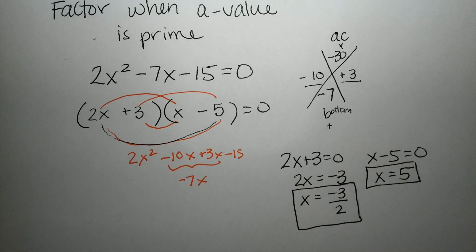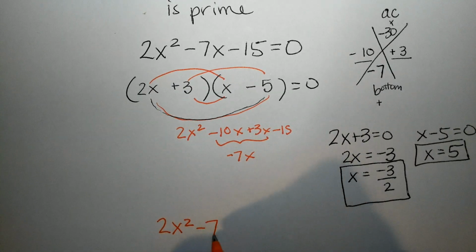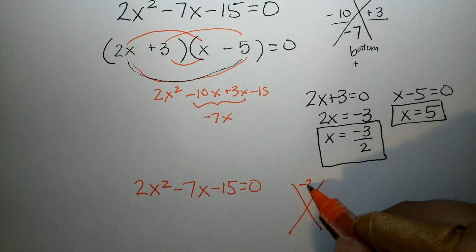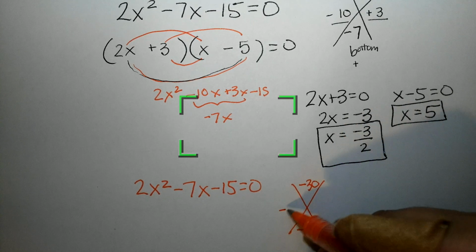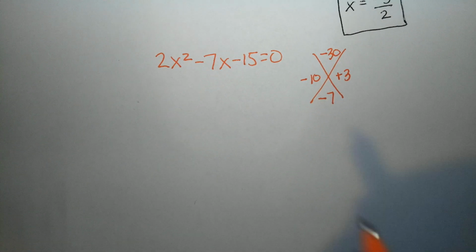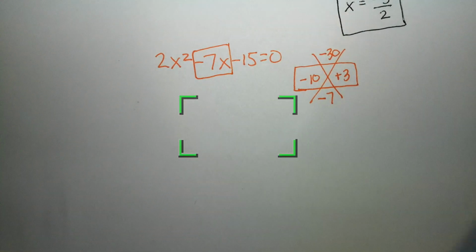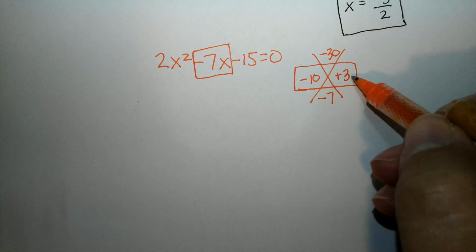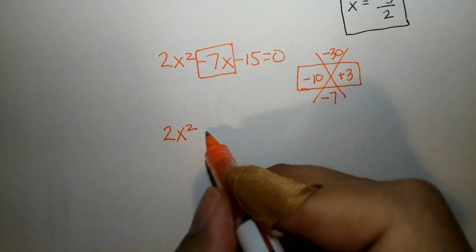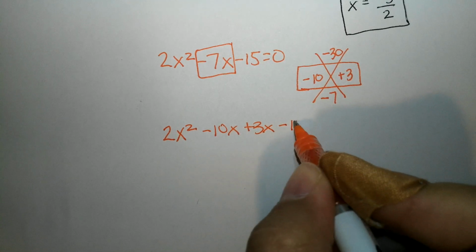Now, let's say we don't want to do our guess and check method. If I have this problem, we're going to write down the same exact equation and do our x again. I'm just going to copy the x from the top. We can factor by grouping from here. What that means is we're going to take these numbers and utilize them to replace negative 7x, because negative 10x and a positive 3x gives us negative 7x. So I'm going to rewrite the equation: 2x squared minus 10x plus 3x minus 15 equals 0.